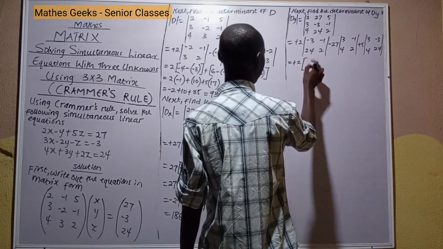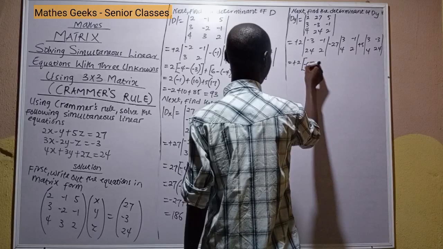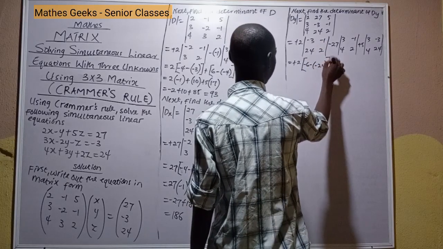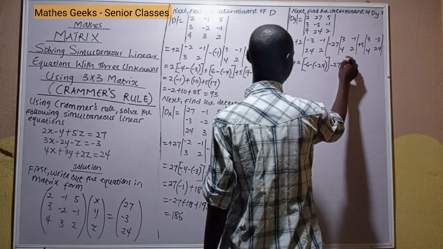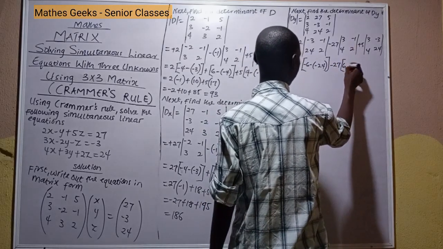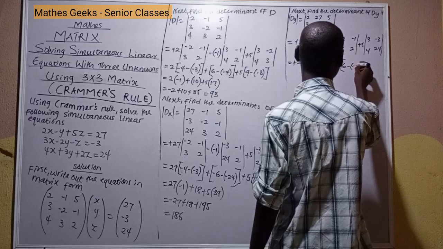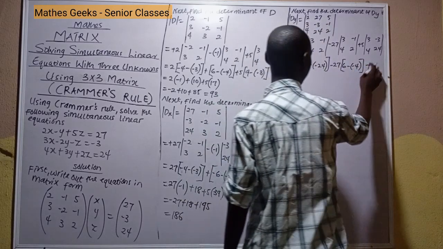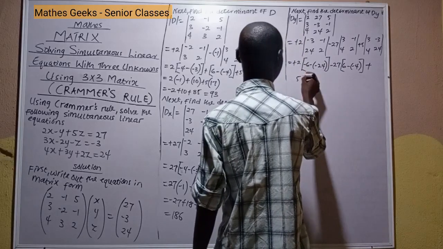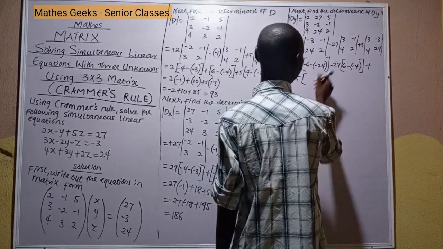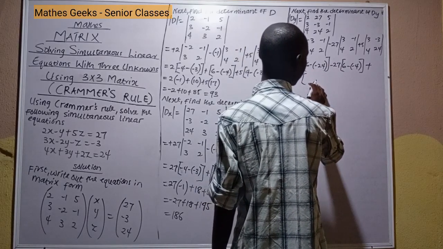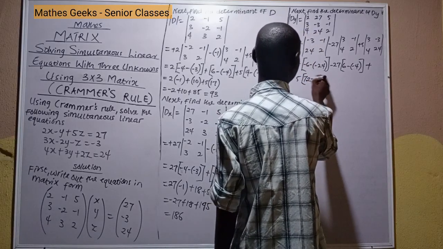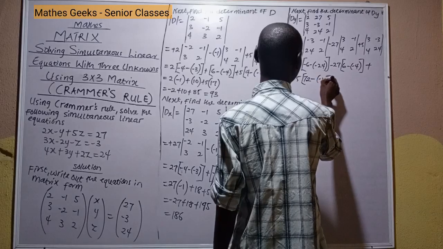Plus 2, minus 3 times 2, minus 6, minus 24, minus 27, 3 times 2, 6, minus 1 times 4, minus 4, plus 5, plus 5, 3 times 24, 3 times 4, 12, 72, minus 3 times 4, minus 12.